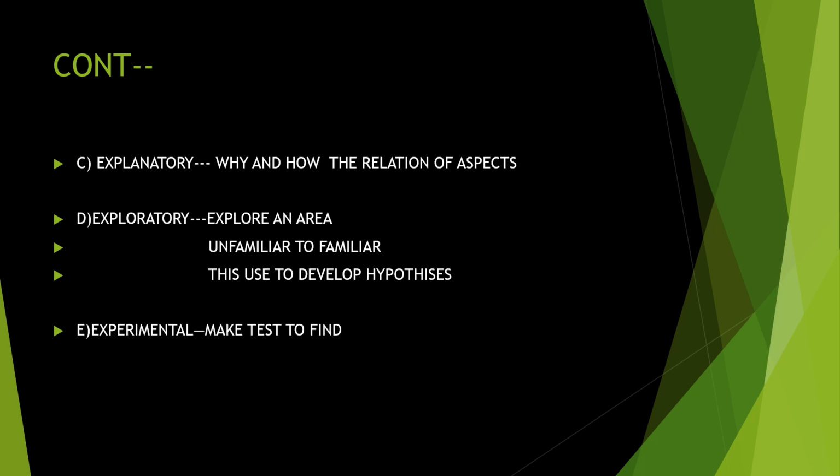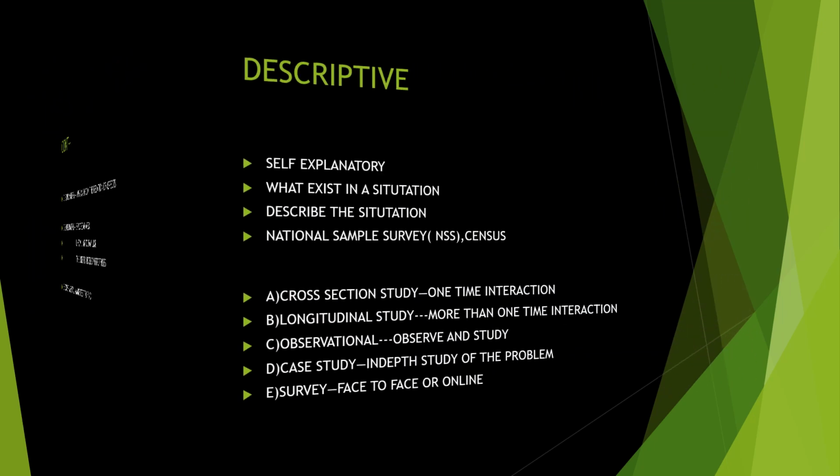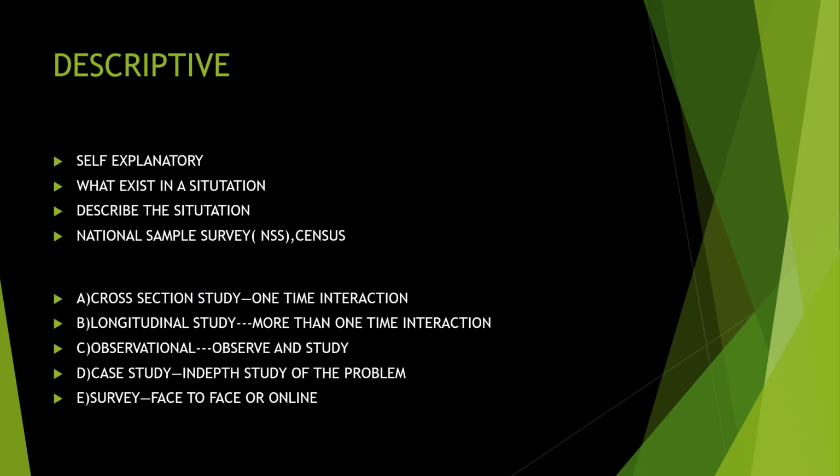Understood? So these are the five types of research according to the objectives. Understood? And descriptive research, they usually ask about in the NET exam. So I have given some more points here.